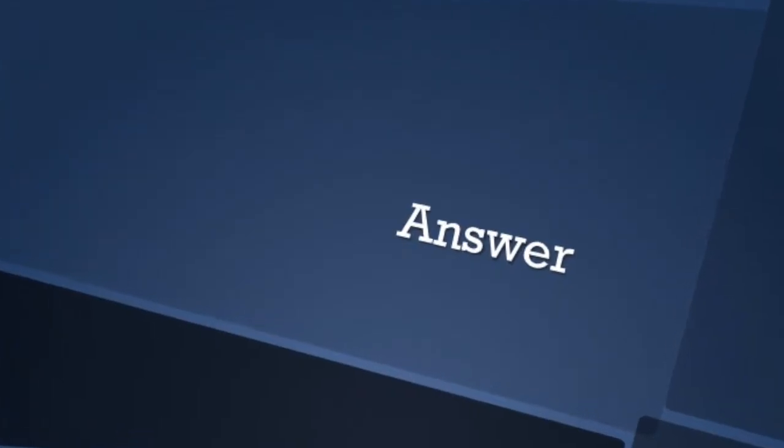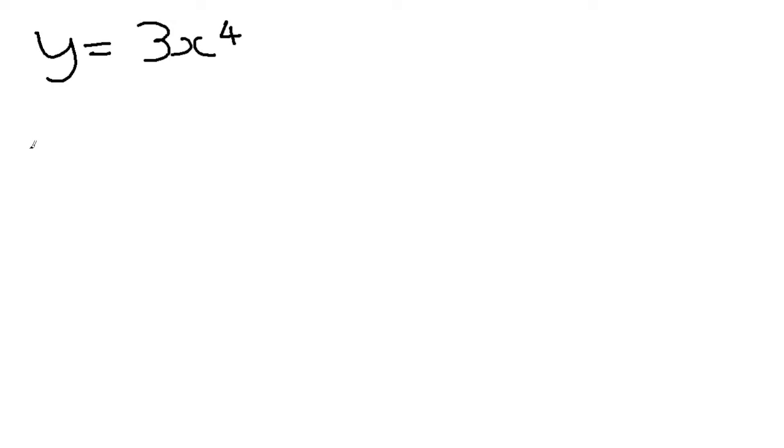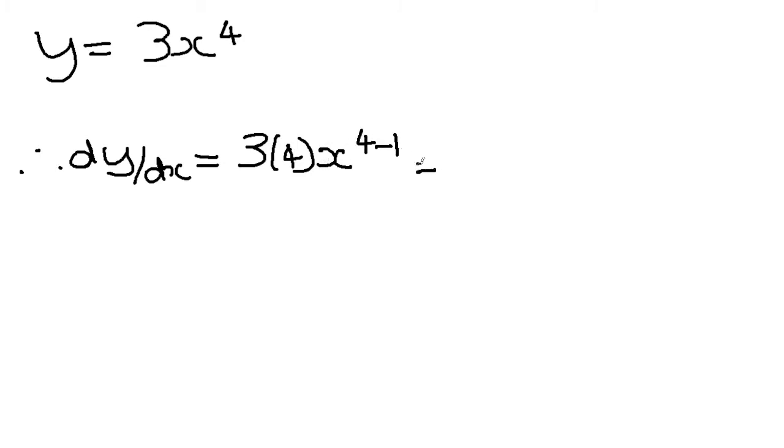Using what you have learned from the previous demo, attempt to differentiate the following. If you differentiate 3x to the power 4, what you should get is 3 times 4, x to the power 4 minus 1. This should all equal 12x cubed.